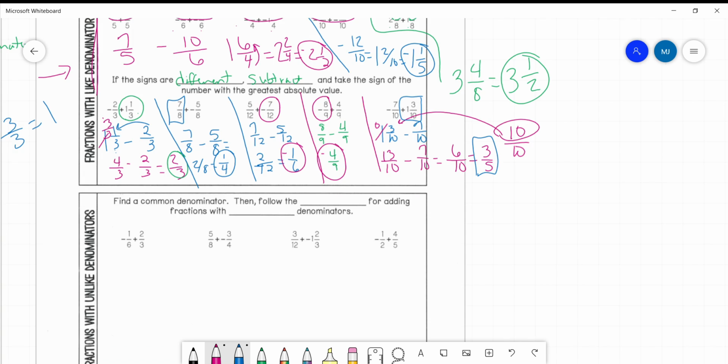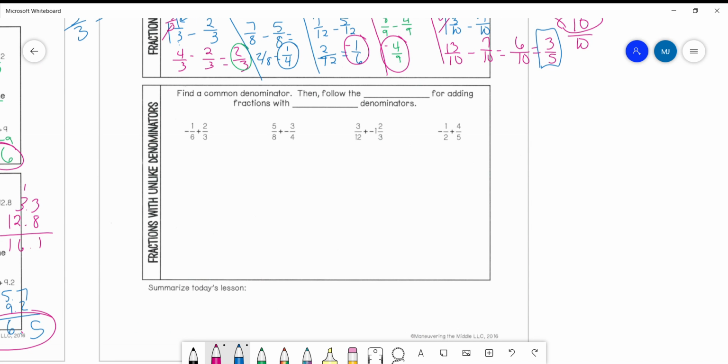Now let's get to the harder part. And the harder part is unlike denominators. So find a common denominator, then follow the steps for adding fractions with like denominators. So first we get like denominators, then we go back to the steps that we've already been looking at.